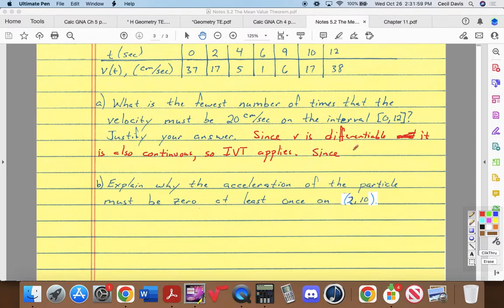Since V of 0, which is equal to 37, is greater than 20, which in turn is greater than V of 2, which is 17, and V of 10, which is equal to 17, is less than 20, which in turn is less than V of 12, which is 38, V must equal 20 at least twice.